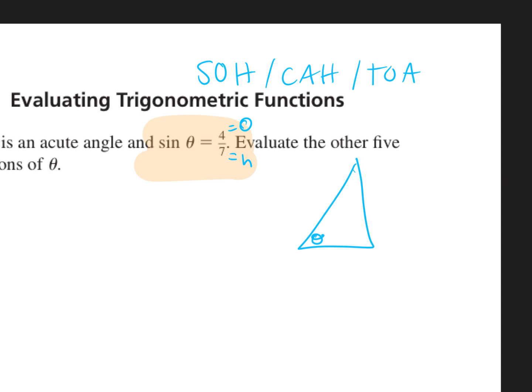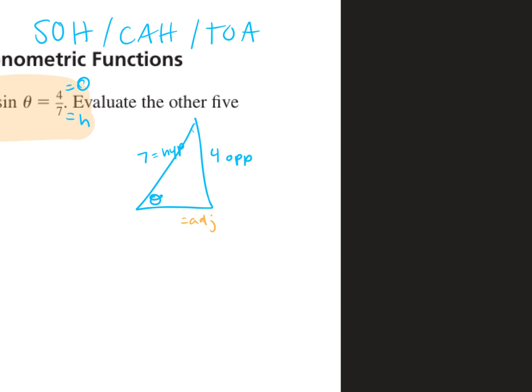So you just have to use what you're given. That'll give you 2 of the sides. So opposite of theta is 4. The hypotenuse is 7. So which one's missing? The adjacent. How do I find the adjacent? Pythagorean theorem. A squared plus b squared equals c squared. Your hypotenuse always has to be the c. The a and the b don't matter which one's which.